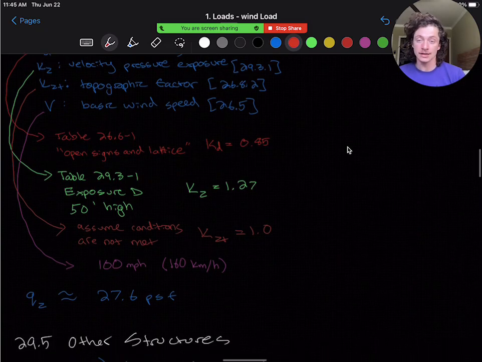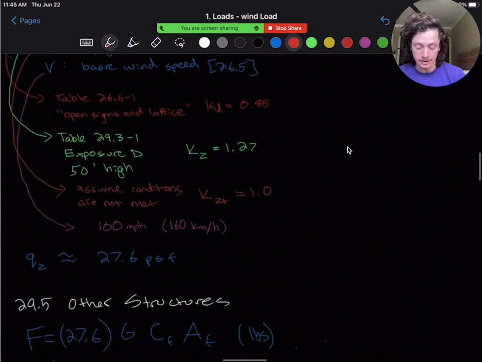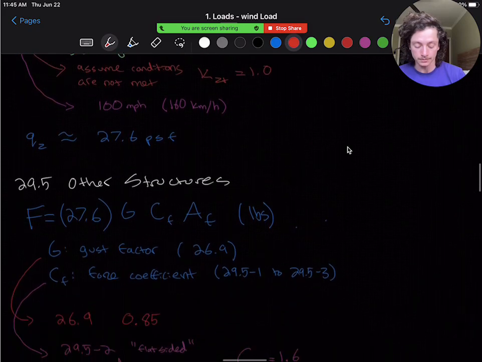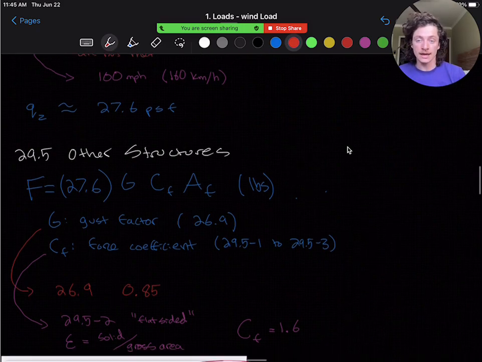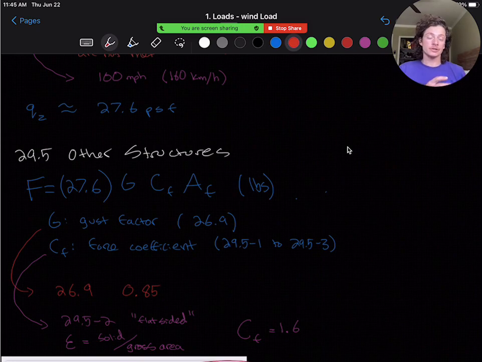And we can go back to that 29.5 for other structures equation and calculate our force. But first, we need to take a step back. So we'll get our gust factor from section 26.9 of 0.85. And then when taking our CF value, we're actually going to assume this is a solid, flat-sided surface. And we're going to adjust that AF based on how much solid area there is to gross area in a section of walkway. So we'll take CF as 1.6 for simplicity for a flat-sided sign.